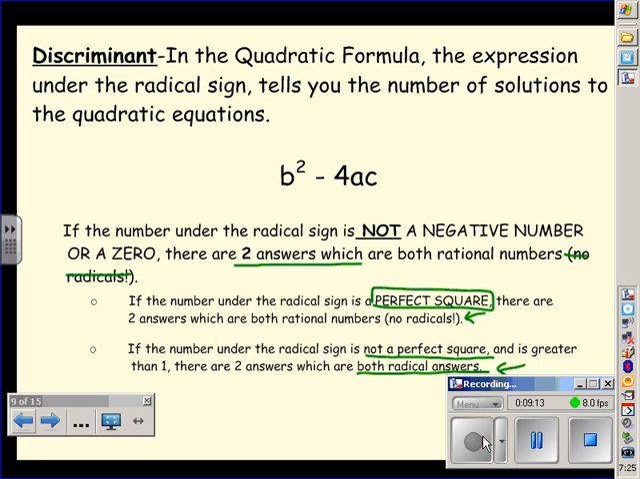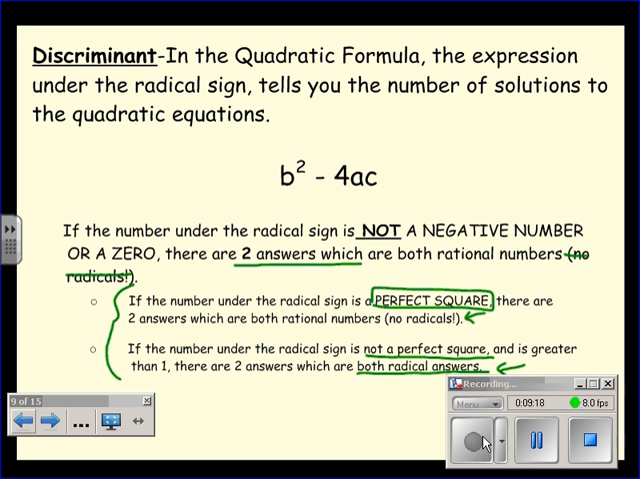Now we're going to take a moment and look at these two concepts, the ideas of if the discriminant has two solutions. We're going to look at those separately.